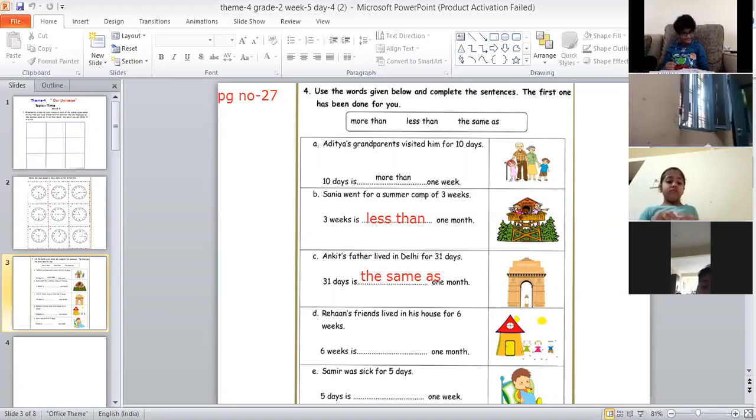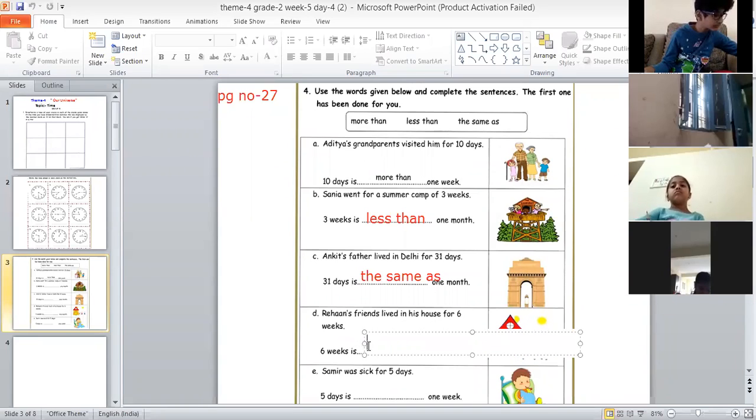Dhriti, if you are able to listen, then please read question number 4, bit D. Okay, ma'am. Rehan's friends live in the house for 6 weeks. So Rehan's friend lived in his house for 6 weeks. Then 6 weeks is dash than 1 month. Is 6 weeks more than 1 month, less than 1 month, or same? More than, ma'am. Yes, there are 4 weeks in 1 month, right? So 1 month is equal to 4 weeks. But they said Rehan's friend lived in his house for 6 weeks. So 6 weeks is more than 4 weeks.